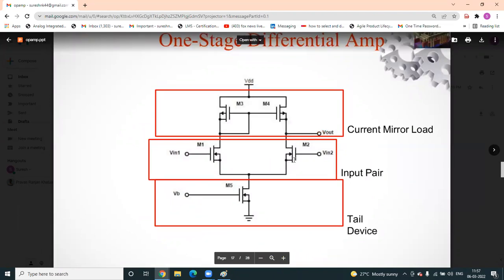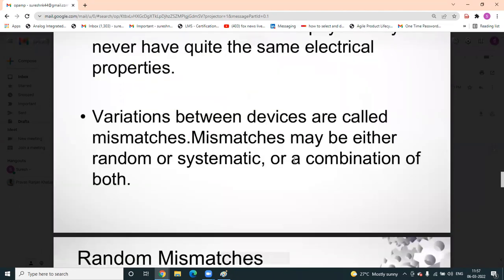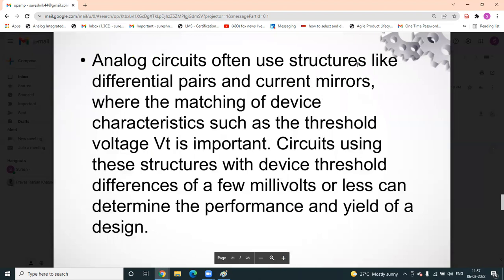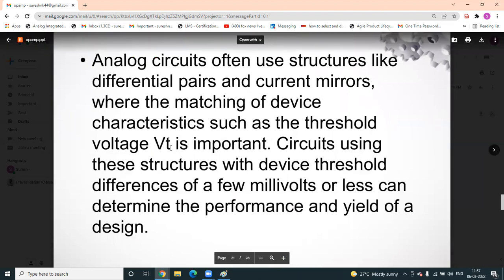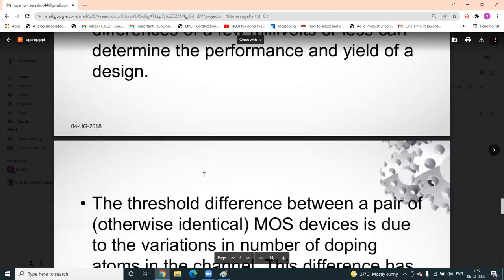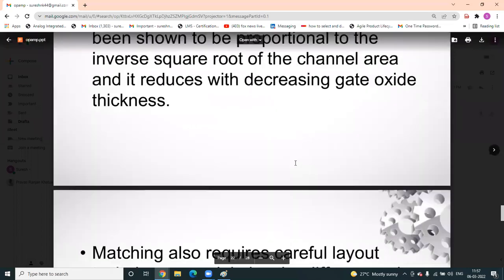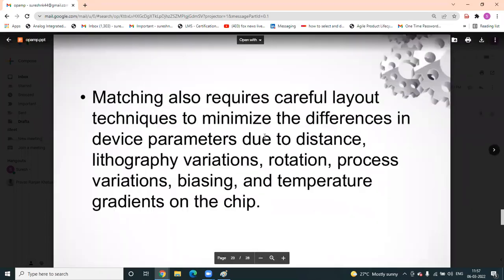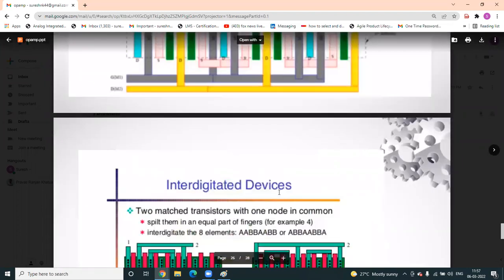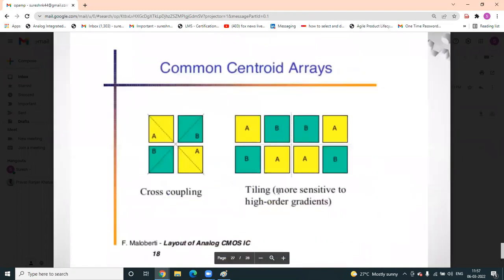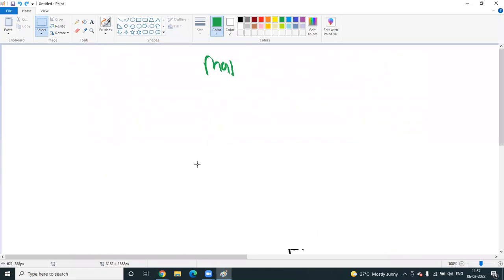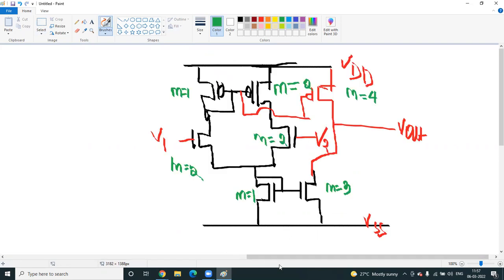So this is the single stage OPA. PT variation is important. Everything is covered here in matching: process variation, lithography, photolithography, rotation, temperature gradient on the chip. So many points are there. Matching is divided into two types. With the number of multipliers, how will we place them in the layout? That is our discussion.